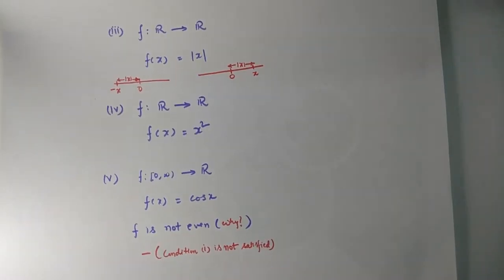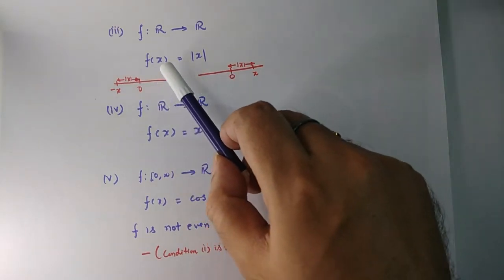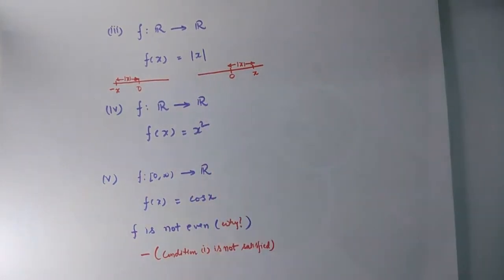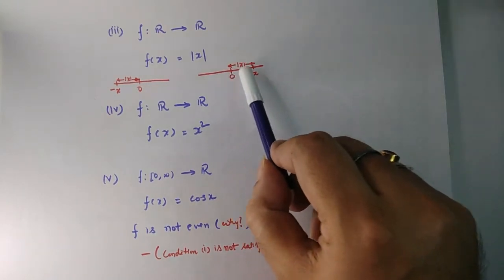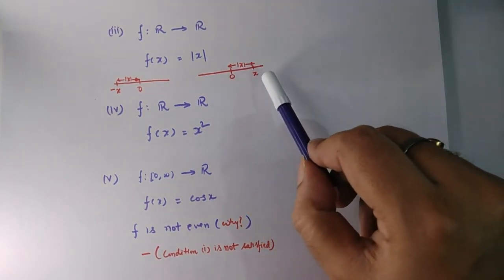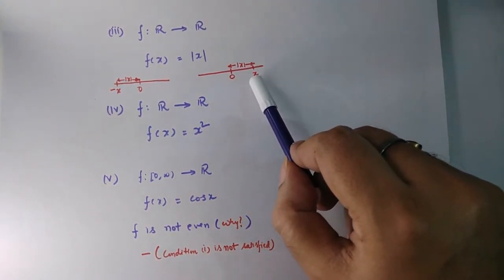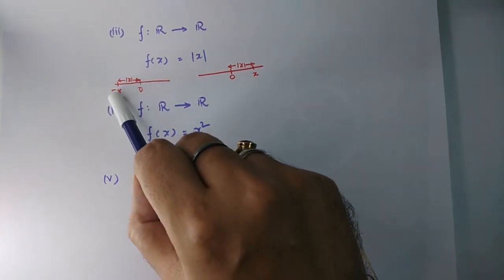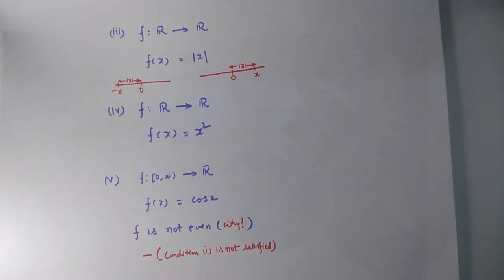Let us look at yet another example, f from R to R such that f of x is equal to mod of x. Why is this an even function? You can verify it directly by using the definition of mod of x which was provided in one of the earlier lectures. But a better way to go about it is to consider it geometrically. We know that mod of x is the distance of the point x from the origin, as shown in the figure. Now for every x, the distance of x from the origin is the same as the distance of the point minus x from the origin.